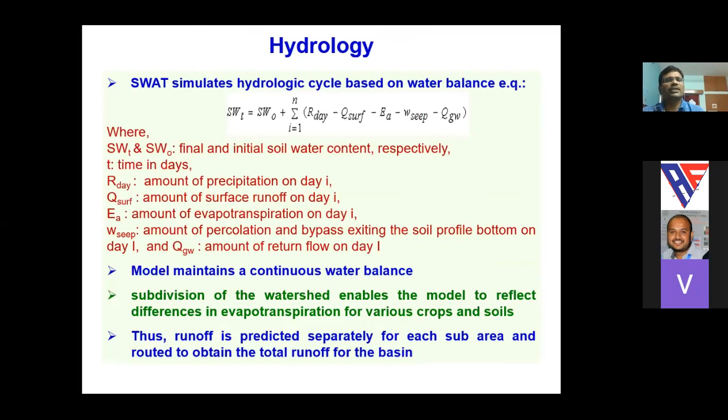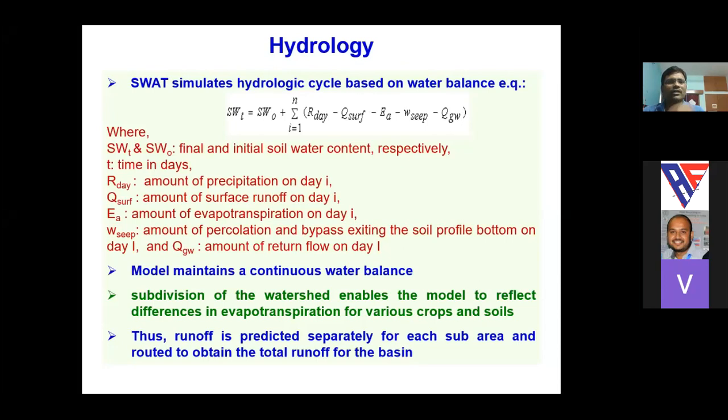SWAT basically simulates the hydrological cycle based on the water balance equation. I think most of the participants know the water balance equation. This is a simple water balance equation which can be used in the SWAT model. That is basically the rainfall or precipitation occurring on the land surface minus the losses in terms of surface runoff, seepage flow, groundwater, or evapotranspiration on a daily basis.